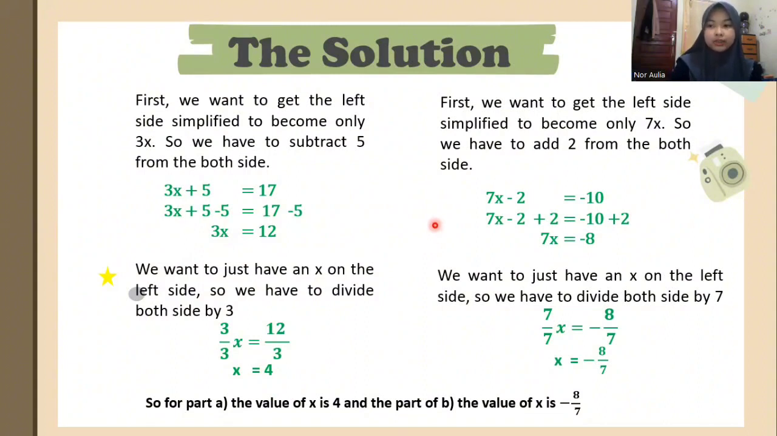For B, we can use the same method as in problem A. So we can find the value of x equals minus 8 over 7. So for part A, the value of x is 4, and for part B, the value of x is minus 8 over 7.